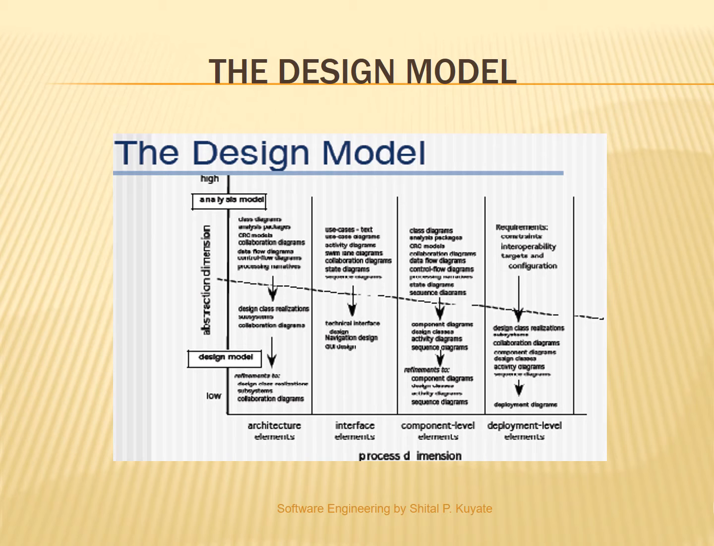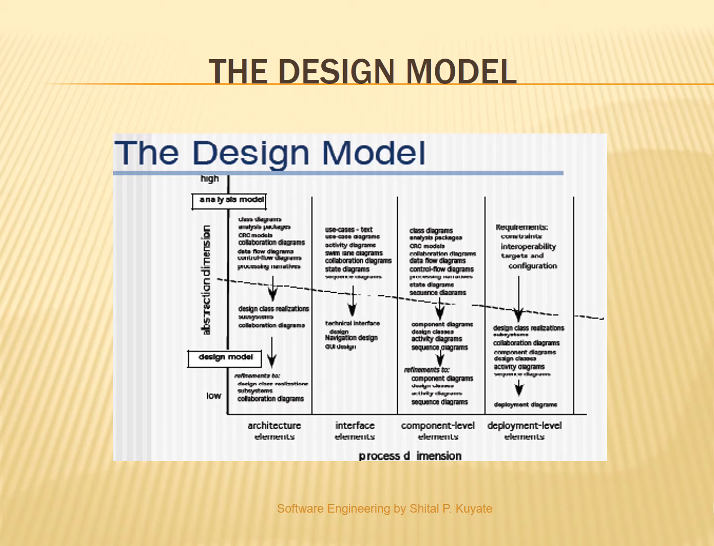The design model can be viewed in two different dimensions, as you can see in the figure. The process dimension indicates the evolution of the design model as design tasks are executed as a part of the software process. The abstraction dimension represents the level of detail as each element of the analysis model is transformed into a design equivalent and then refined iteratively.